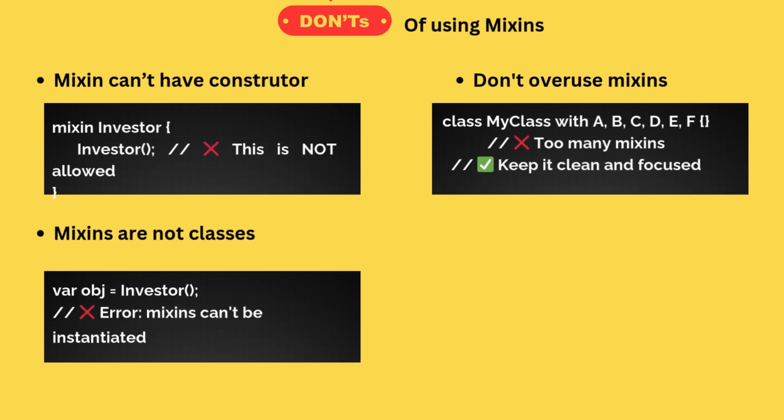Here are some of the don'ts of using mixins. Mixins can't have a constructor, so initializing is not allowed. Second, mixins are not classes, so you cannot create an instance of a mixin. And don't overuse mixins like your class with A, B, C, D, E, F, G, whatever it may be. Too many mixins can create confusion and lead to ambiguity.